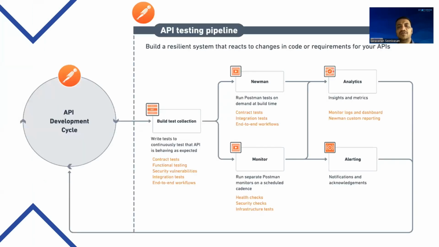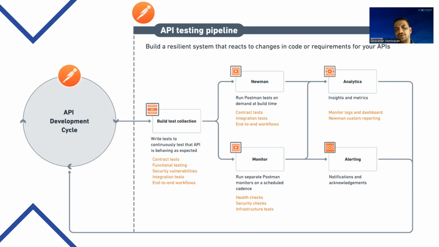So this is an overall view of the API testing pipeline. Okay, so build a resilient system that can react to changes. For example, this is the API development lifecycle, right? So build, test, collections, Newman, monitor, and analytics and alerting. So all these things are available in the code.